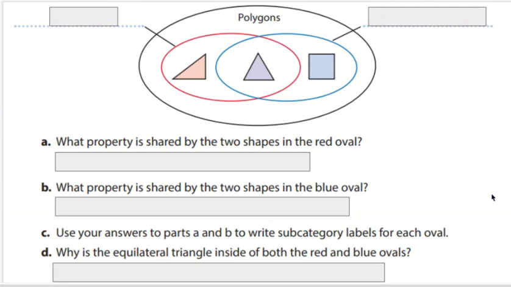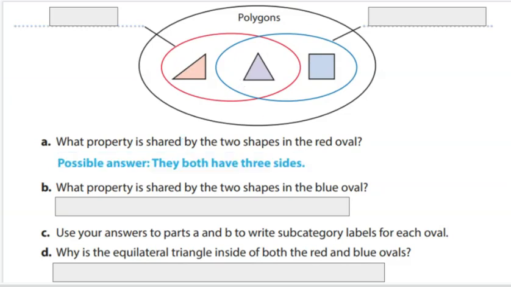All right, so this was a big problem for us to take a look at, a lot of steps. So the first thing you had to look at is what property is shared by the two shapes in the red oval. Well, I can see that they both have three sides. They both have three angles. I can see they both have at least two acute angles. They're both triangles.